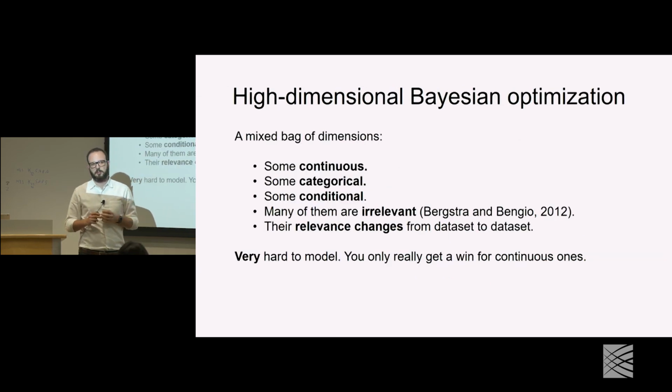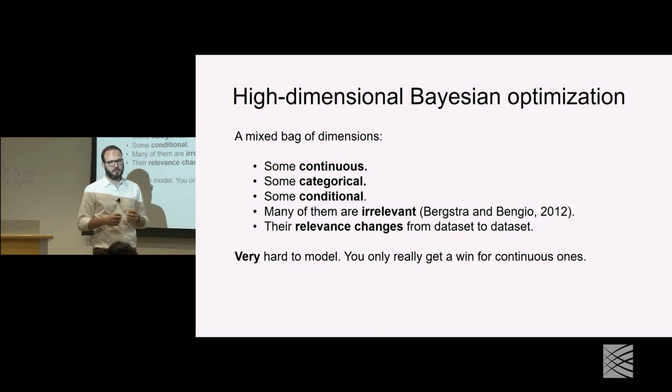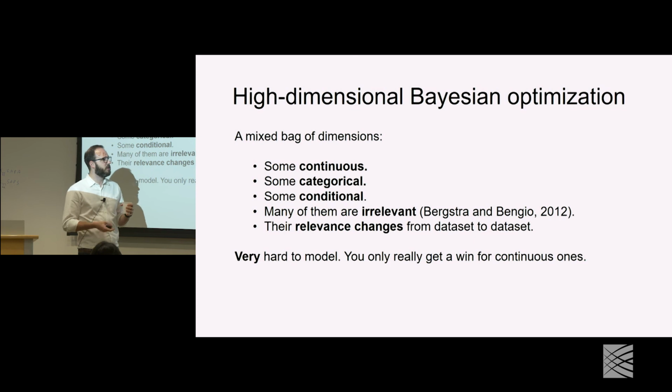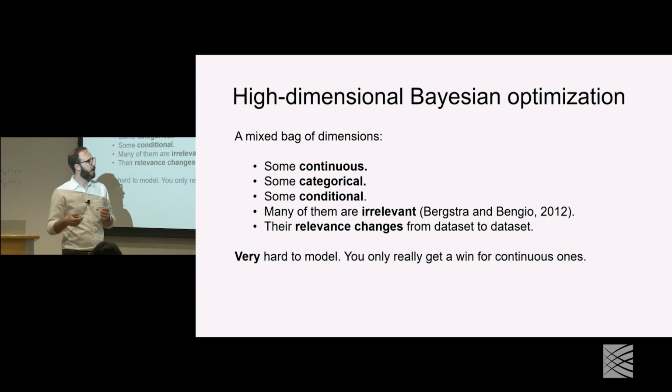And this is extremely high dimensional and extremely difficult to do because you have a mixed bag of dimensions. Not all of them are continuous. Some of them are continuous. Some of them are categorical. So let's say you can choose a loss function for your tree. Some of them are conditional. If you have a tree, you have the option to set the depth, for instance. But if you have logistic regression, you don't have that parameter. It disappears from your search space.